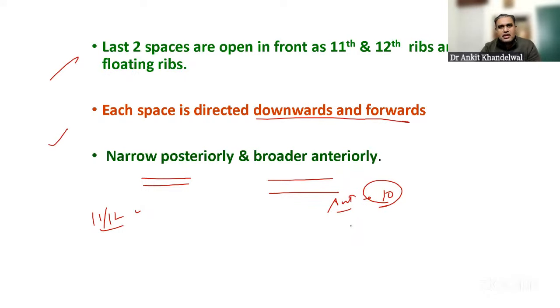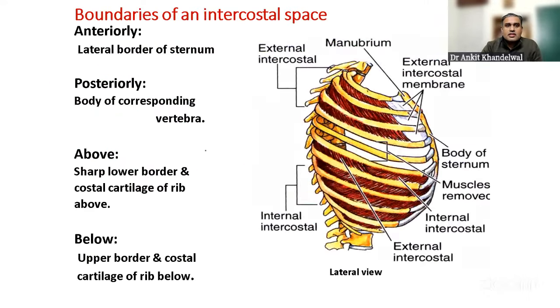Anteriorly, the last rib that reaches is actually the 7th, but a bit of the 8th, 9th, and 10th go laterally. Therefore, it is narrow posteriorly and broader anteriorly. Think about it. This is the side view.